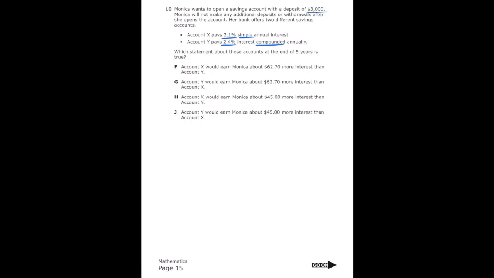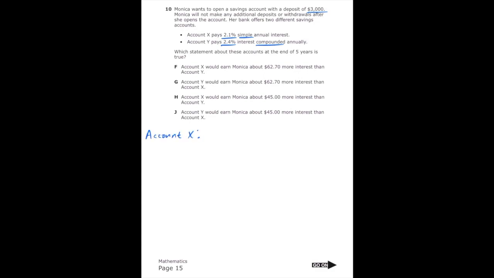So if I look at the answer choices, I see that they're all talking about just the interest between the 2 accounts, like what the difference is. So I'm going to find the interest for the first account and the second account, and I'm going to find the difference between those 2.